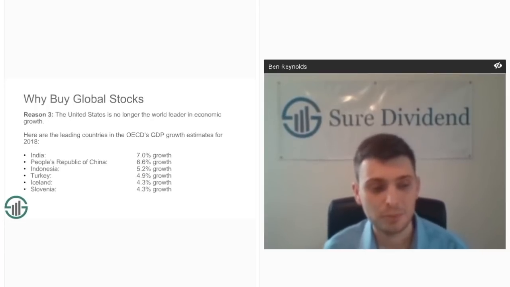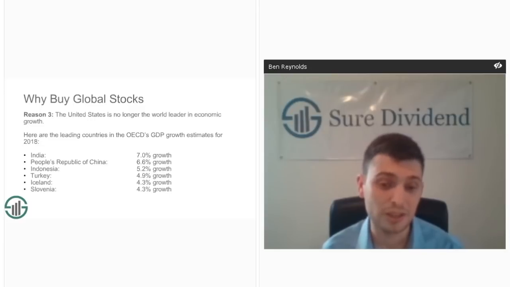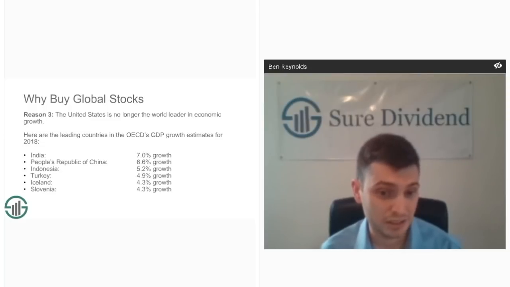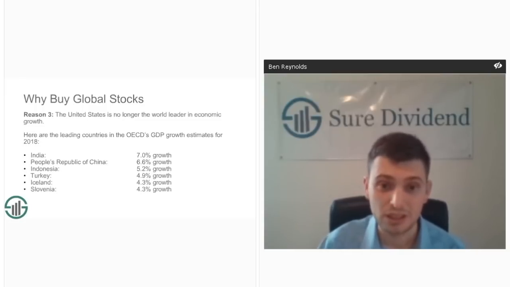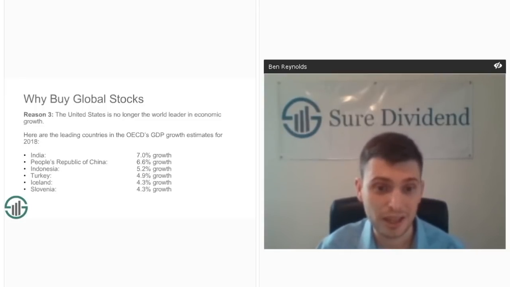And people in the United States, we often think of the US as a quickly growing economy or the strongest economy in the world. And while it is the largest economy in the world, it's no longer the world's leader in economic growth. The leading countries for GDP growth are below. You'll see India is actually leading right now with 7% growth. Then China at 6.6%, Indonesia 5.2%, Turkey just below 5%, and then Iceland and Slovenia, which those two surprised me a bit, just above 4%. And then you compare that with the US.